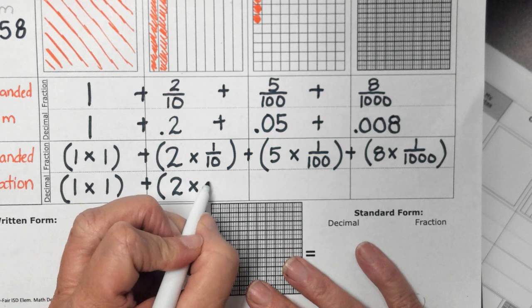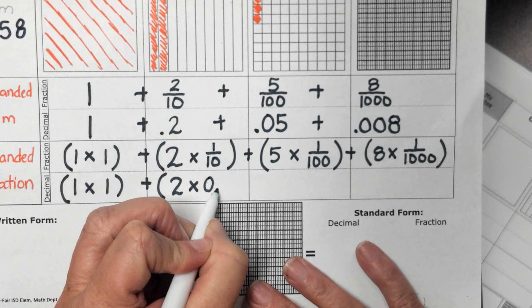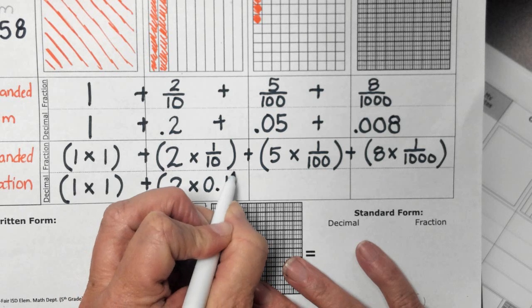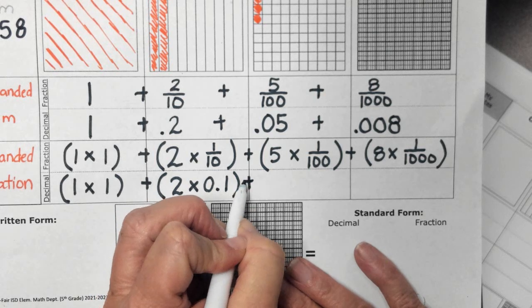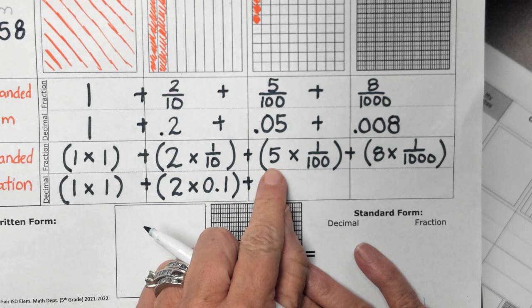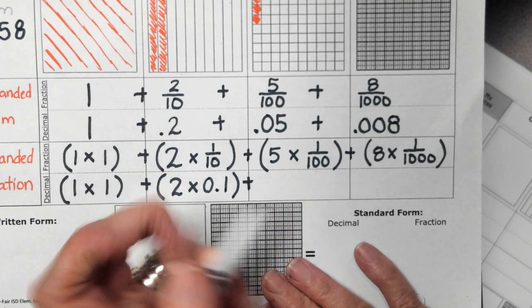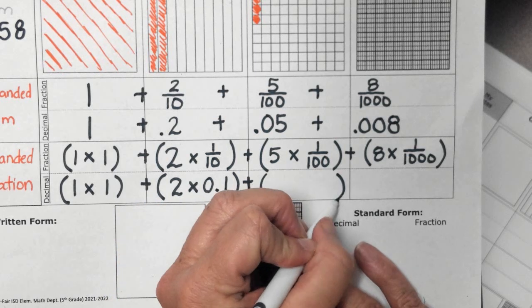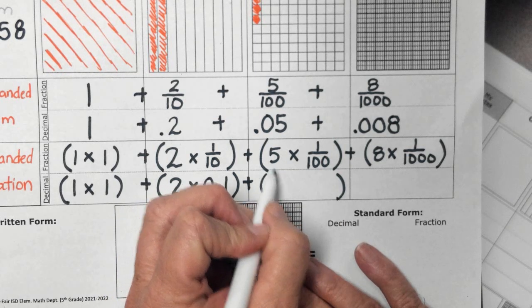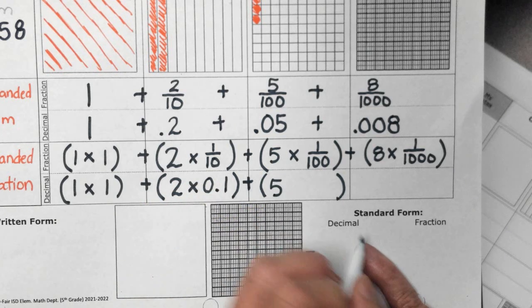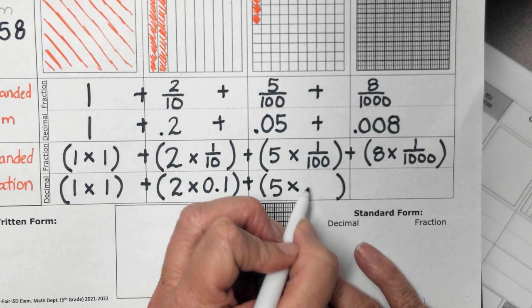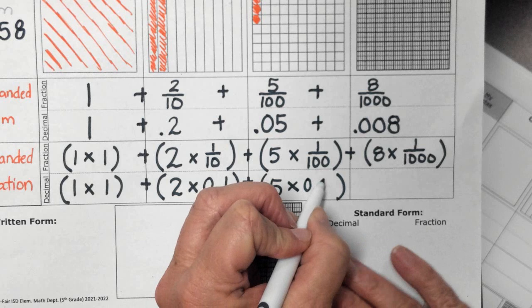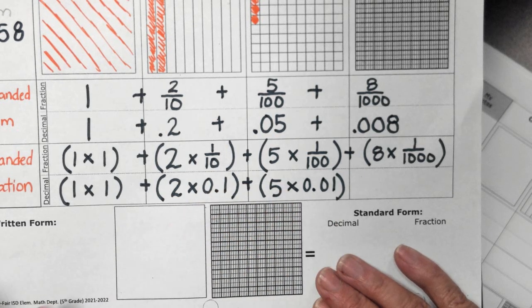So our decimal form for 1/10 is 0 decimal 1. We're adding that to the value 5, or the digit 5, and the 5 has a value of 1/100. So we're going to put our parentheses in. We're going to write the digit 5. We're going to multiply that by 1/100. So that's going to look like 0 decimal 0 1.